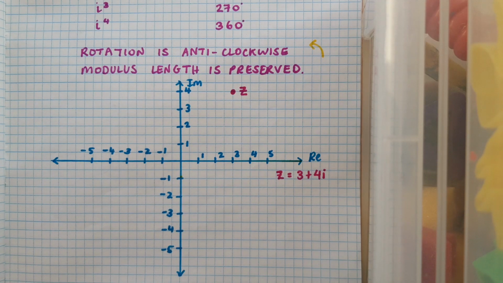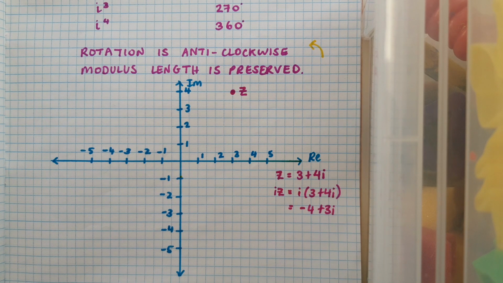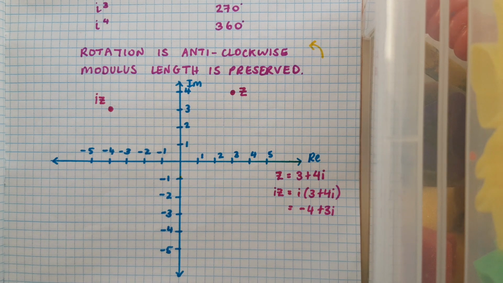So here's the second example, just to illustrate it a little bit more. We've got a point z, which represents the complex number 3 plus 4i, and I want to multiply it by i. When I calculate this out, I get minus 4 plus 3i. I'm going to plot that on my diagram. And just note, you can see the 90-degree anti-clockwise rotation if you draw in the modulus of both of these complex numbers. So you can clearly see here the 90-degree rotation.